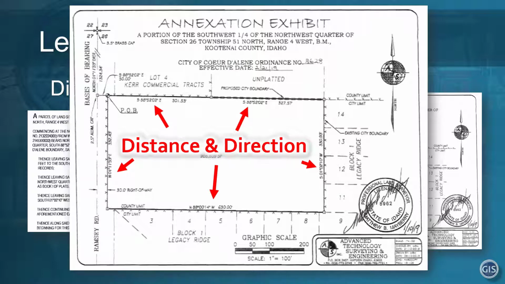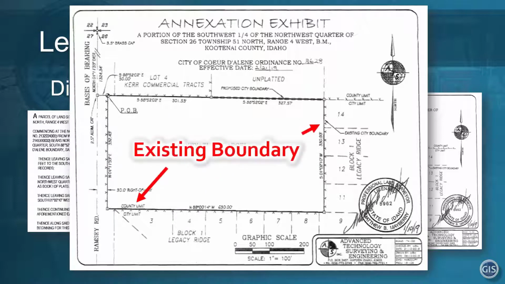Notice that the map includes labels for the distances and directions. This is one of the most important components of the map as it helps relate the text of the legal description directly to the map. On this map you can also see that the existing district boundary is identified. This should be included whenever possible.